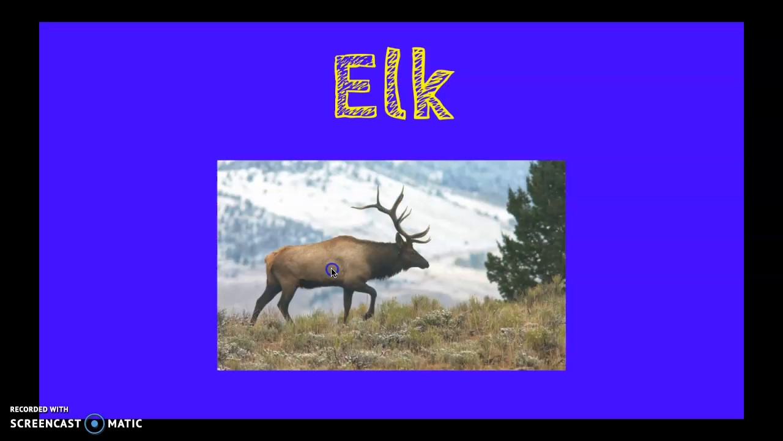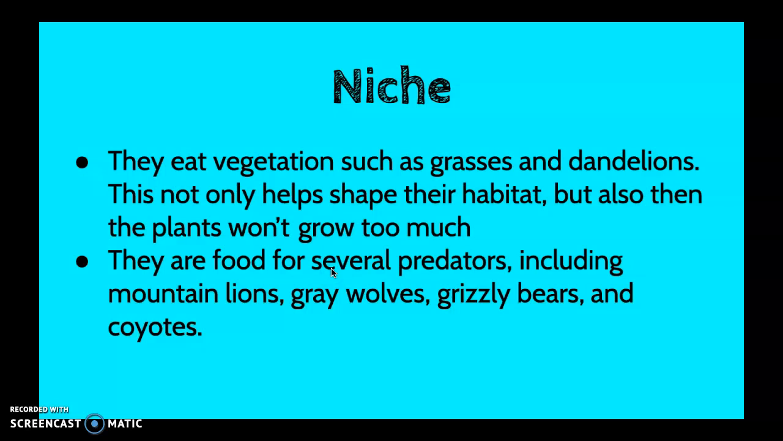Elk. So their niche: they eat vegetation such as grasses and dandelions, and this not only helps shape their habitat, but also then the plants won't grow too much. And they are food for several predators including mountain lions, gray wolves, grizzly bears, and coyotes.